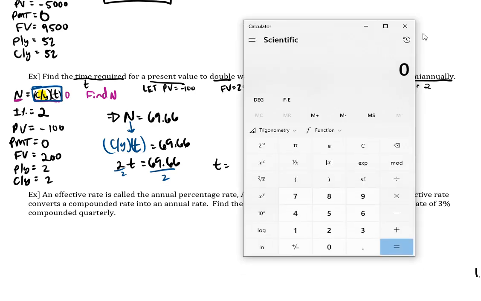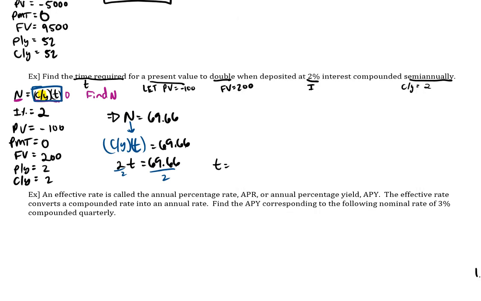69.66 divided by 2. I don't know that, I'm just going to use my calculator real quick. 34.83. Okay, so 34.83, and that would be in years. So it takes almost 35 years, and they might say round to the nearest year, but I'm going to assume they want it as decimals, so I'm going to leave it as is. So it takes almost 35 years for this $100 to double to 200.